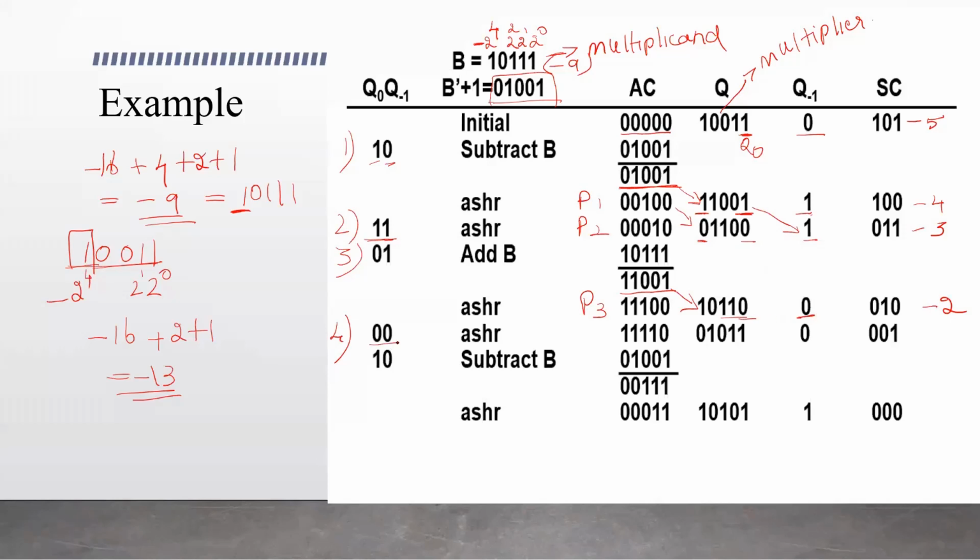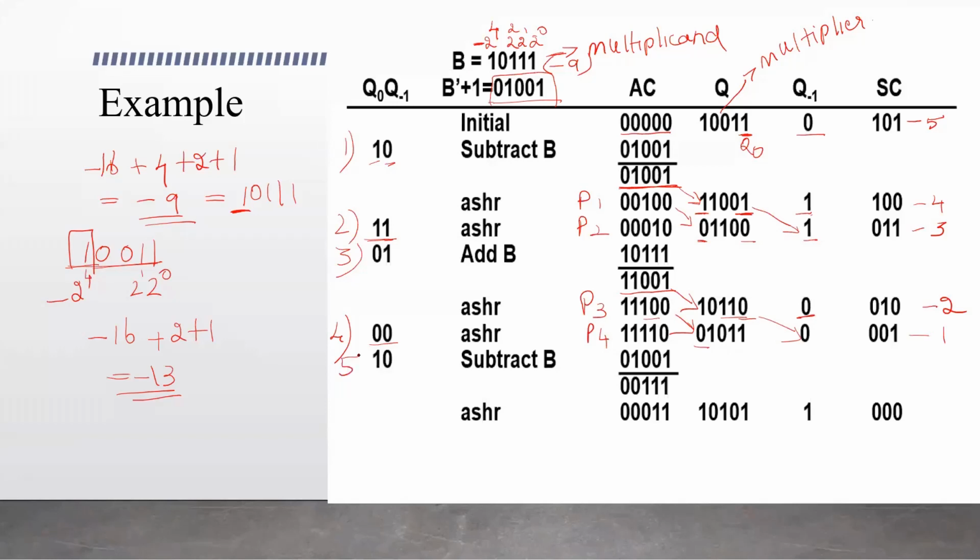We don't perform addition or subtraction, we just shift right. Keep the sign bit as it is, and these 4 bits are moved one position to the right, and 0 takes this place. The other 4 bits of this register shift one position, and the 0 comes here. So this is our P4, partial product 4. Decrement this by 1, you get 1 here.